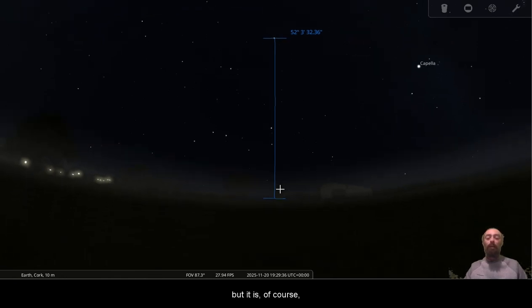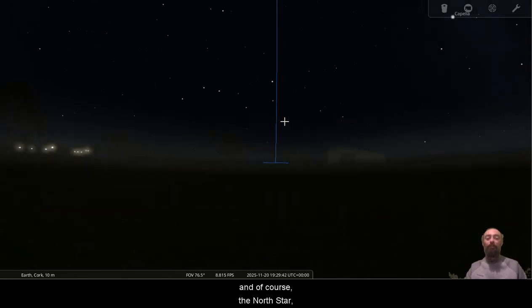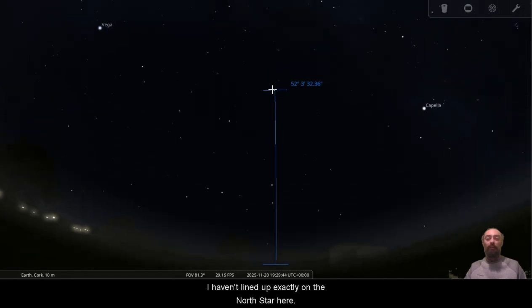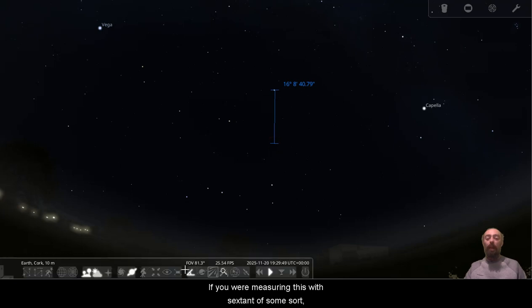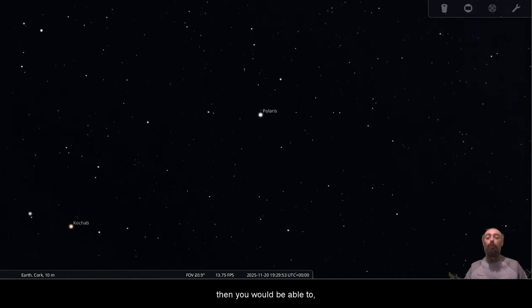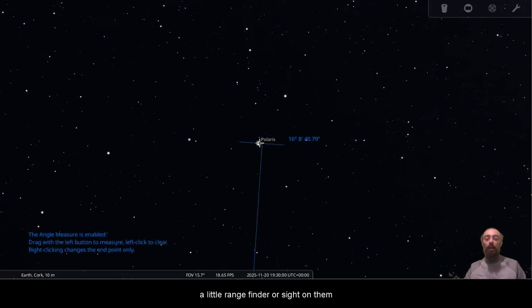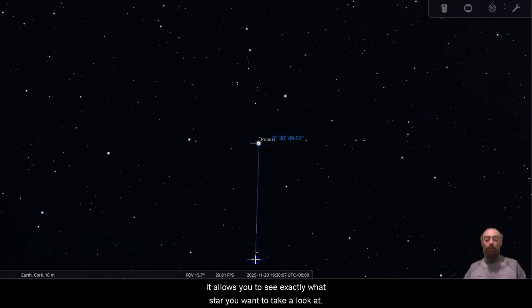But it is, of course, partly due to the horizon being a little bit obscure, a little bit hard to see exactly, and of course the North Star. I haven't lined up exactly on the North Star here. If you were measuring this with a sextant of some sort, most sextants have a little telescope, a little range finder or sight on them that allows you to be a bit more accurate. It allows you to see exactly what star you want to take a look at.